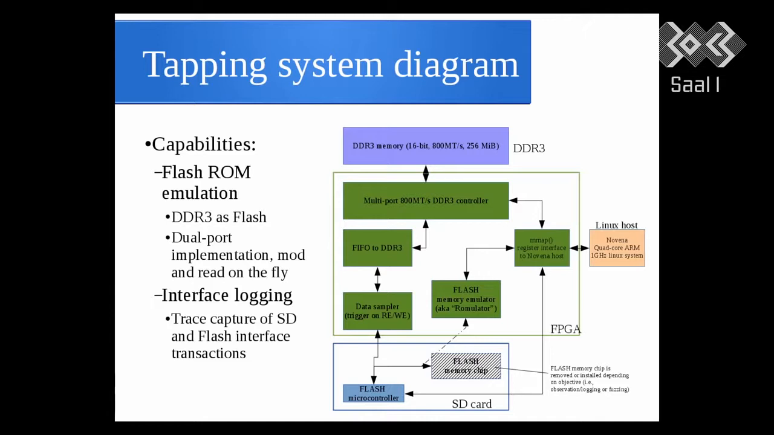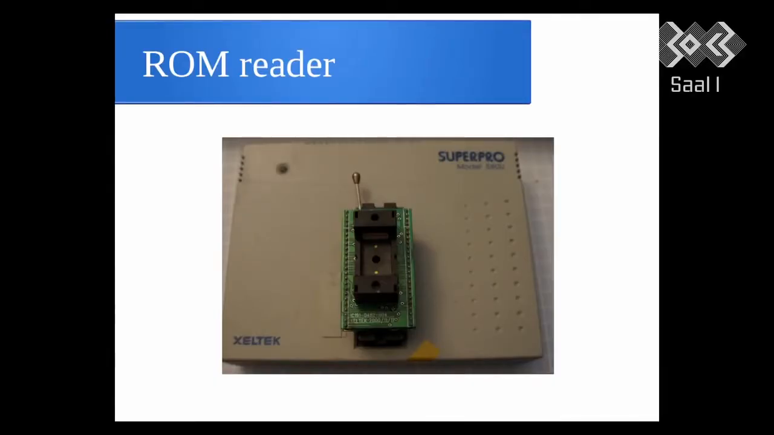We can capture traces of the microcontroller talking to the SD card and the memory internally. So what this system allows us to do is, from the Linux host, control the SD interface, observe what the controller does to the flash, modify the flash on the fly without the controller knowing, and see what the controller does in response to that. So it's a very good system for automatically fuzzing and scripting and figuring out what these controllers are doing on the inside. And of course, a tool that is indispensable in this is a ROM reader, the humble ROM reader.